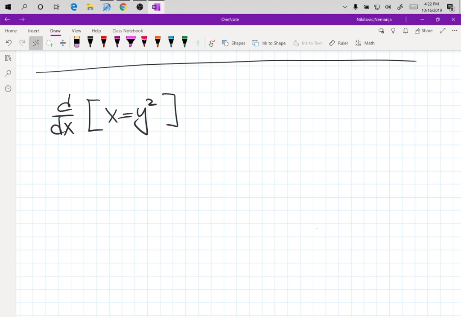What's the derivative of x, guys? 1. You took the derivative of x with respect to x, that will cancel. What's the derivative of y squared? 2y. Took the derivative of y with respect to x. Great. dx cancels. So dy/dx is equal to 1 over 2y.